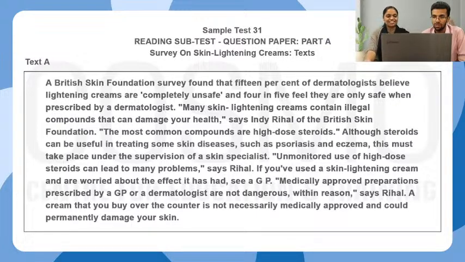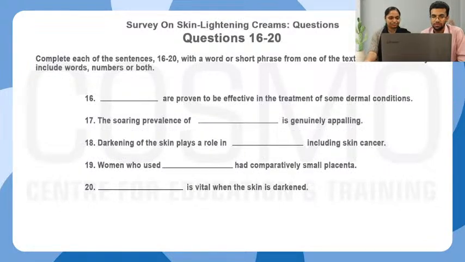Okay, Devidantana got it right. So everyone got it right. So the answer is steroids. Although steroids can be useful in treating some skin diseases such as psoriasis and eczema, this must take place under the supervision of a skin specialist. Meaning what? Steroids can be used to treat some skin conditions. That's the meaning of this sentence. So the answer is steroids. You all got it right. Good attempt, everyone. Okay, now let's move on to the next question.